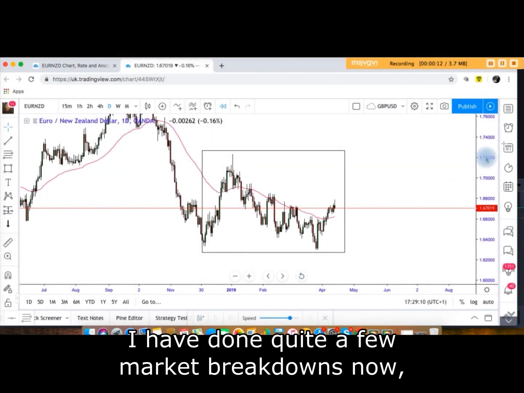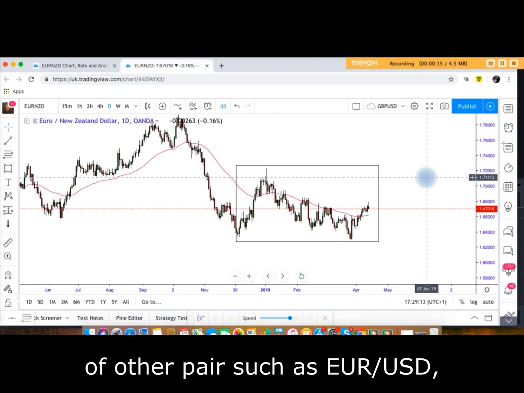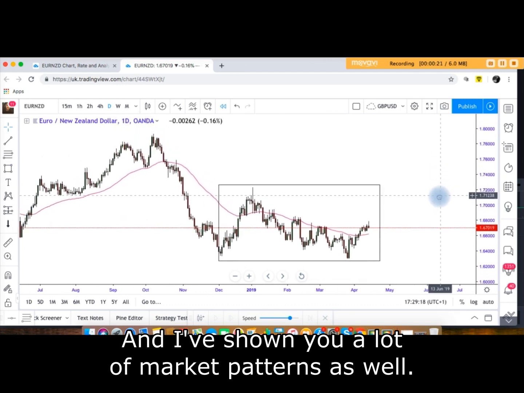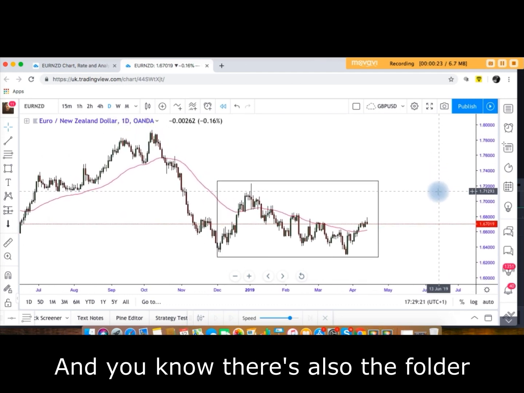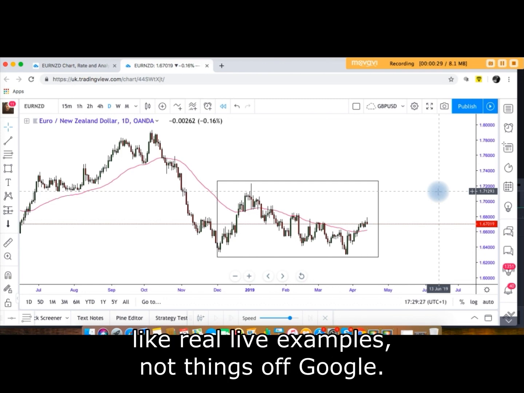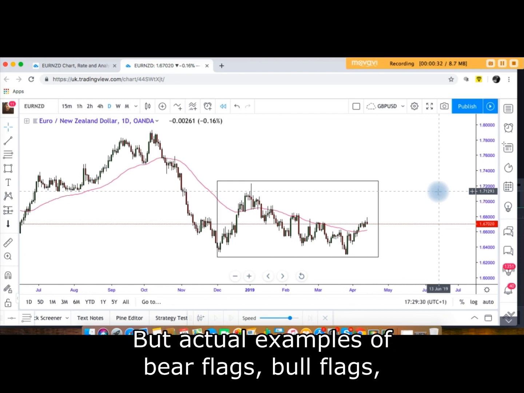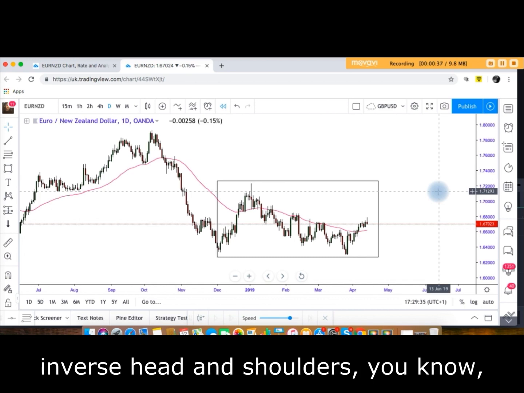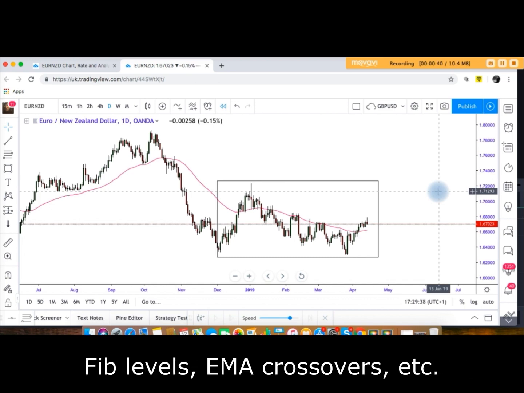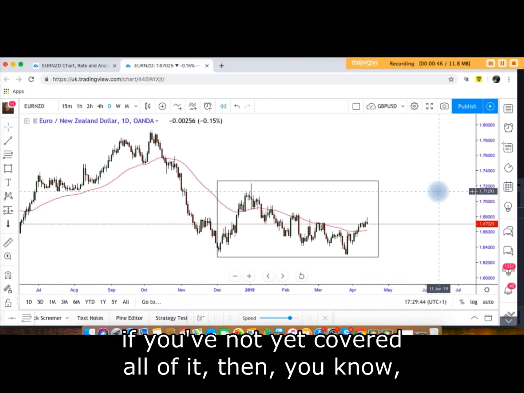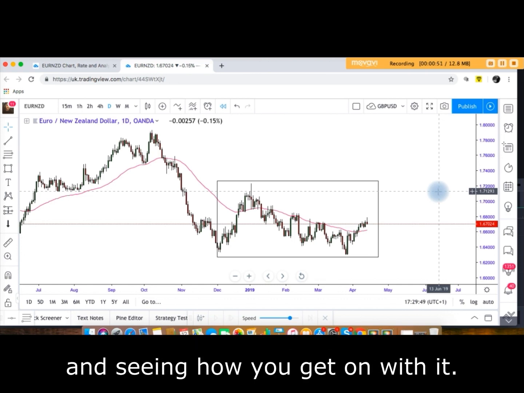Now, as you can see, I've done quite a few market breakdowns of other pairs such as EURUSD. We've done USD CAD, gold, and I've shown you a lot of market patterns as well. There's also the folder which shows a lot of helpful images, such as real live examples, not things off Google, but actual examples of bear flags, bull flags, head and shoulders patterns, inverse head and shoulders, fib levels, EMA crossovers, etc. So I hope that you've so far found the course very helpful. If you've not yet covered all of it, then I'm looking forward to you moving your way through it and seeing how you get on with it.